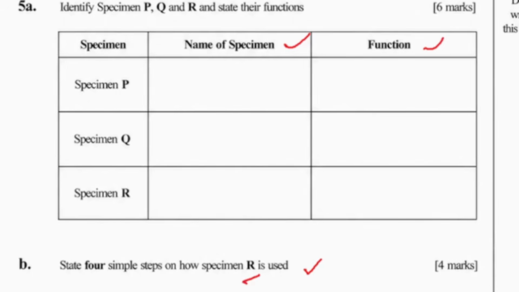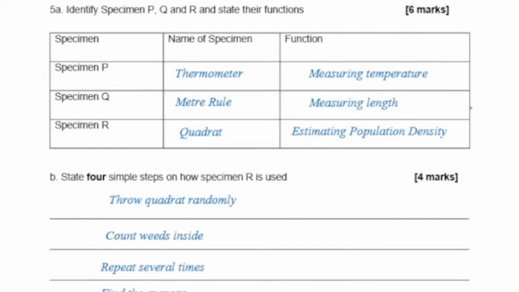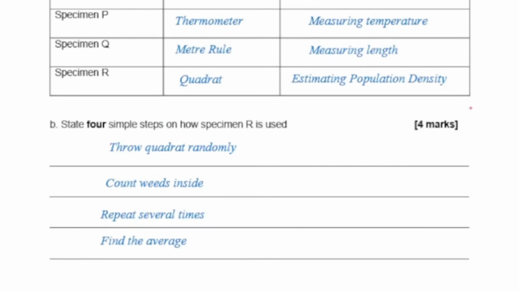Now let's quickly look at the answer flash to those questions. Okay, so looking at the answers, you see here that we had a summary. Specimen P is a thermometer used to measure your temperature. Specimen Q is your meter rule used for length, and specimen R is the quadrat for estimation of population density. These are the steps in using a simple quadrat.